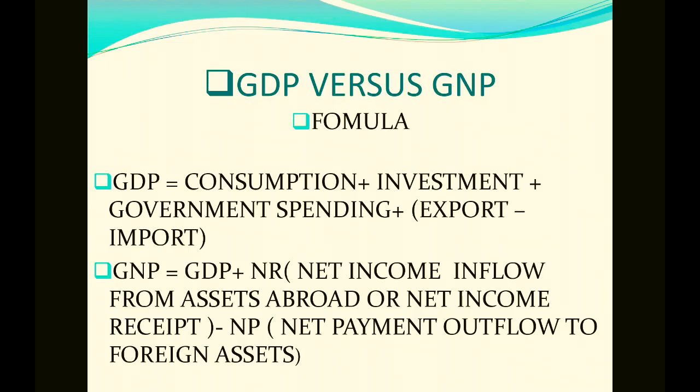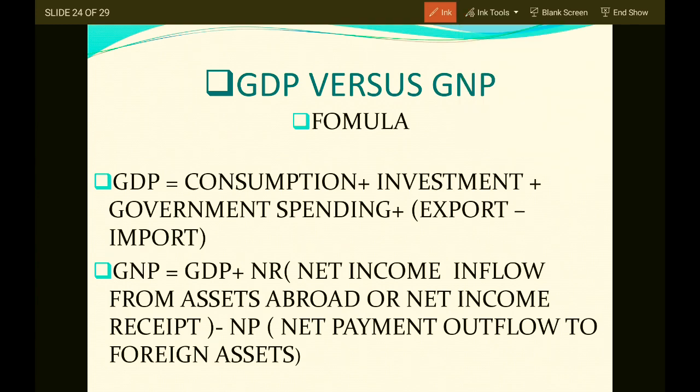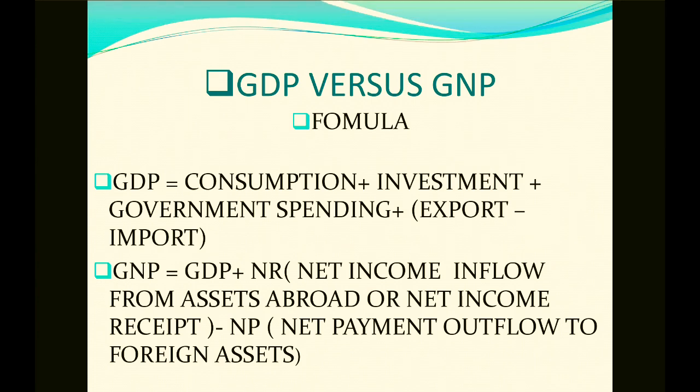Now, what is the formula of GDP and GNP? We have studied in previous slides. GDP is concerned with consumption plus investment plus government spending plus export minus import. GNP is concerned with GDP plus net income inflow from assets abroad, or net income receipt, NR, minus NP, net payment outflow to foreign assets.